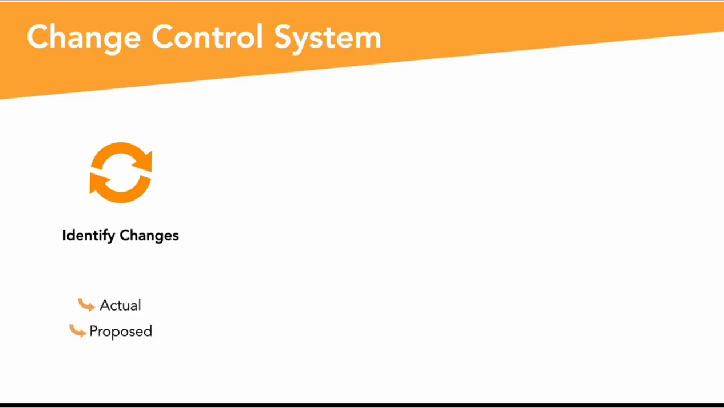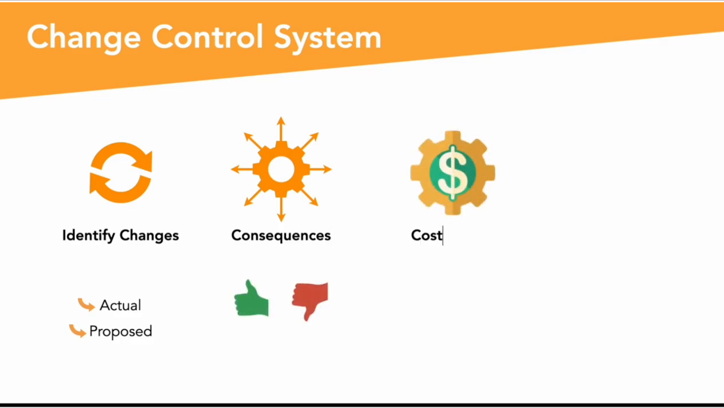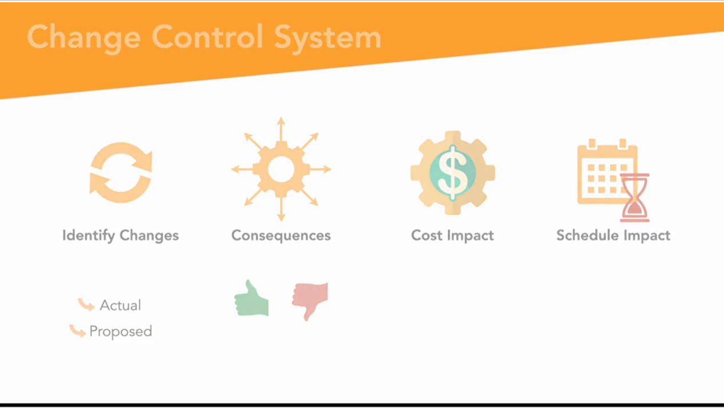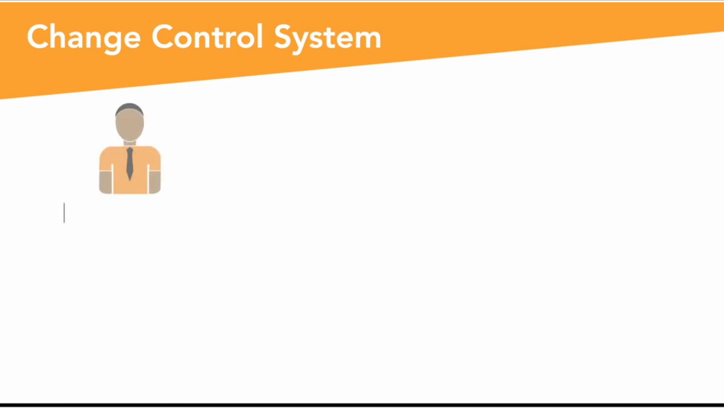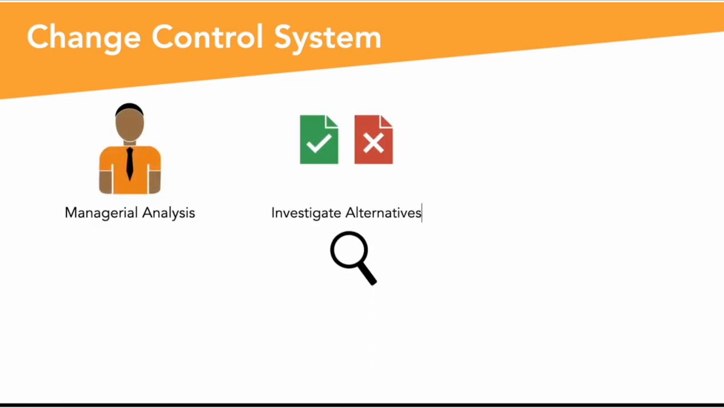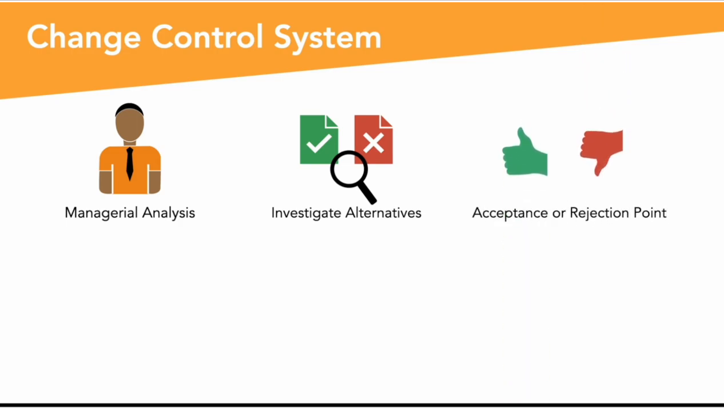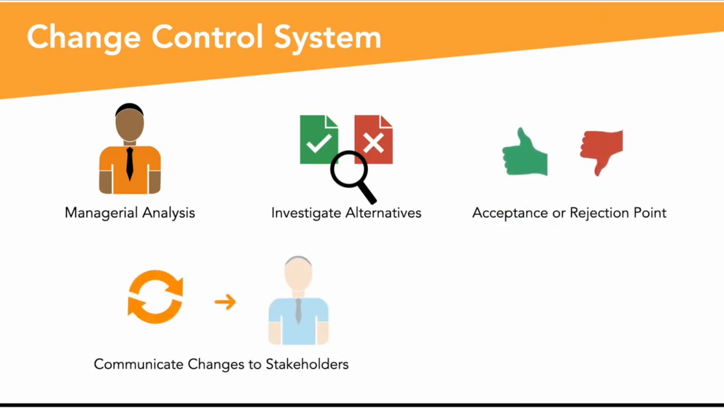So a change control system should continually identify changes, actual and proposed, as they occur and reveal the consequences of the proposed changes, whether we accept those changes or not, in terms of their cost impact and schedule impact. The change control process should permit managerial analysis and investigation of alternatives and an acceptance or rejection checkpoint. It needs to communicate changes to all stakeholders and ensure the changes are implemented.